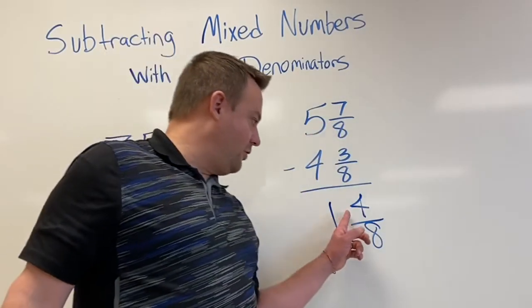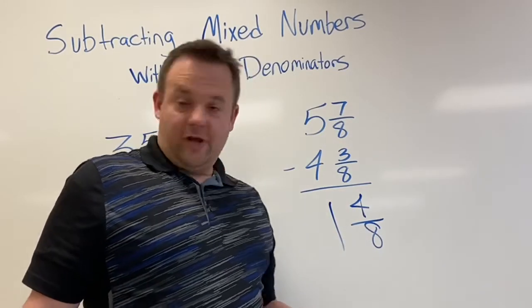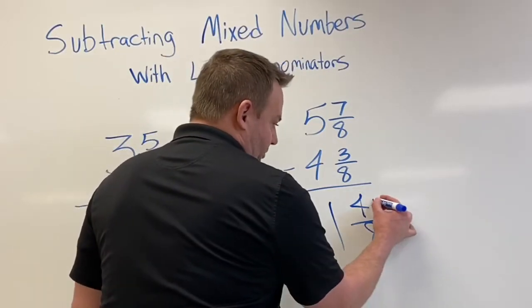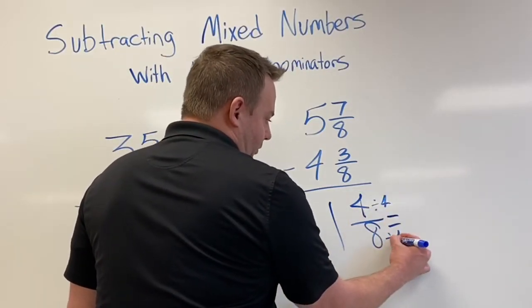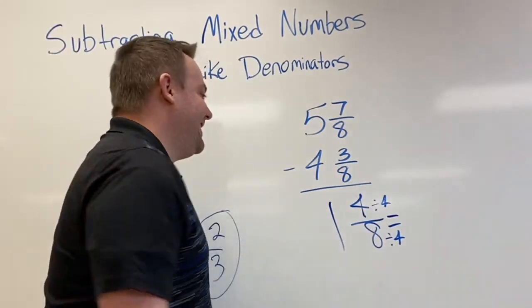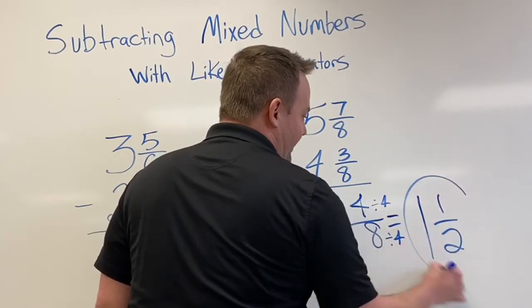What can you divide both 4 and 8 by? What's a common factor? You could do 2, and you could do 4. 4 is the greatest common factor, which will get us in the lowest terms. So we'll divide by 4 here and 4 here. Whatever you do on the numerator, you gotta do on the denominator to keep them equivalent. So that equals 1 and 1/2.